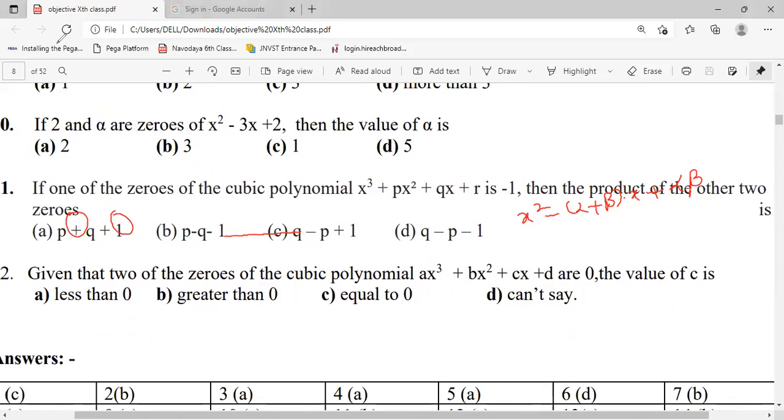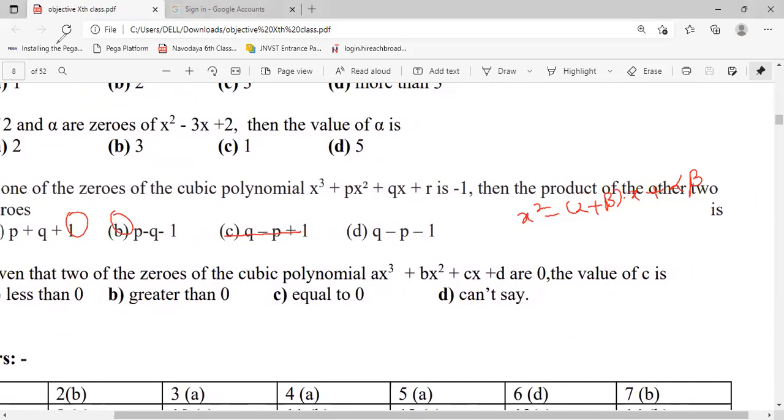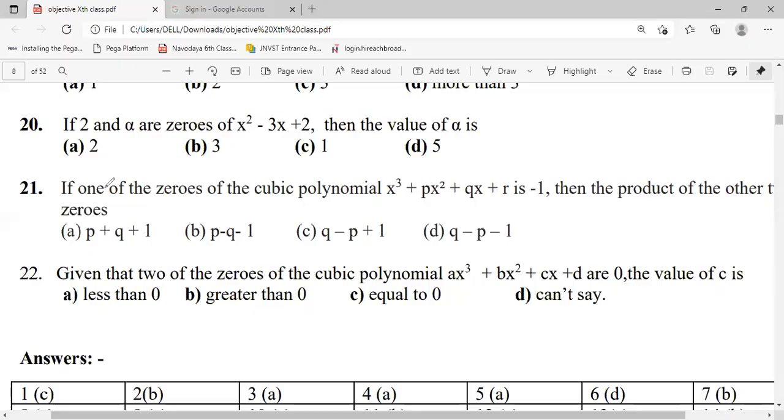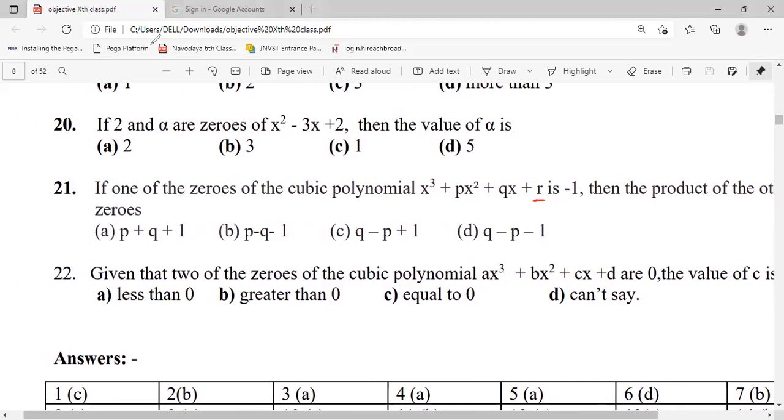If one of the zeros of the cubic polynomial x cube plus px square plus qx plus r is -1, then the product of the other two zeros they are asking. We already did this type of problem, I think in the beginning of the 7th question, if I am correct. If one of the zeros of the cubic polynomial x cube plus px square plus qx plus r is -1, then the product of the other two zeros they are asking.